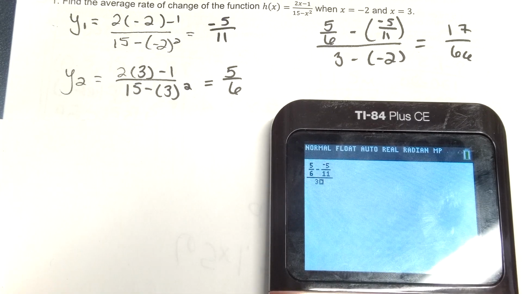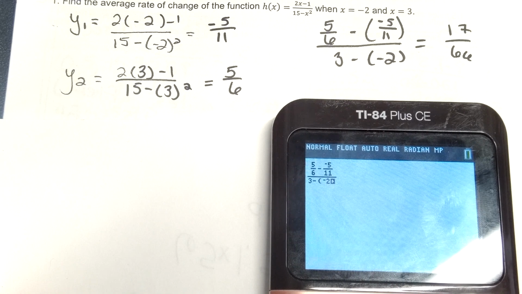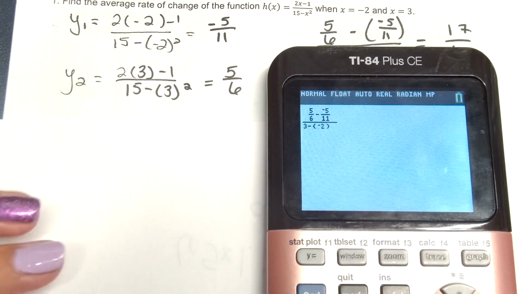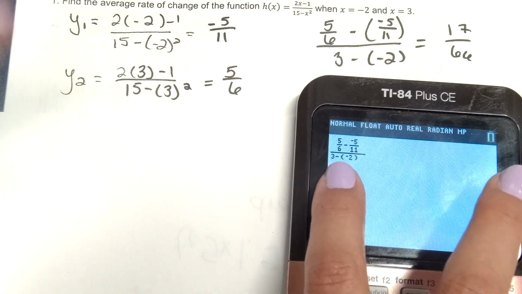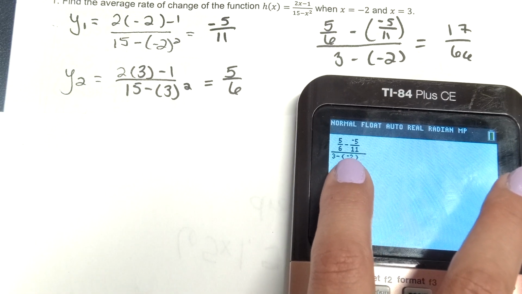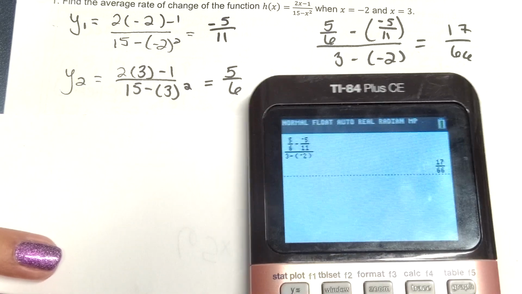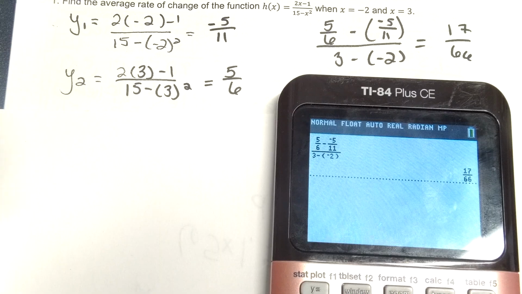3 minus negative 2. And make sure you're using the correct buttons, because some of you are putting negative here when it should be a minus. Some of you are using minus for negative. And then when you hit enter, you get 17/66. Questions? So there should be no mistakes on problems like these.